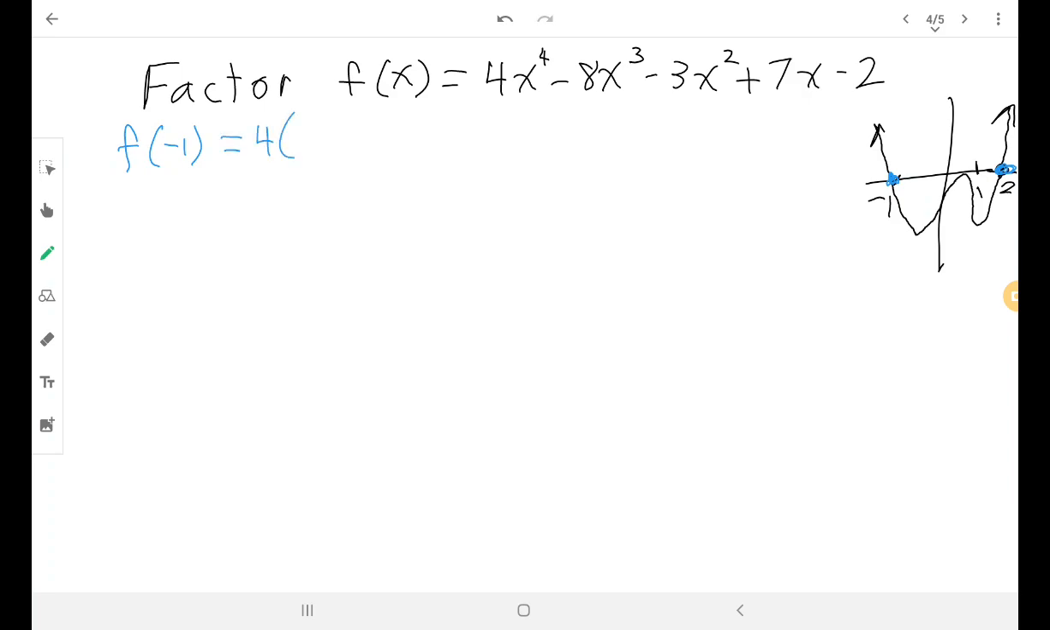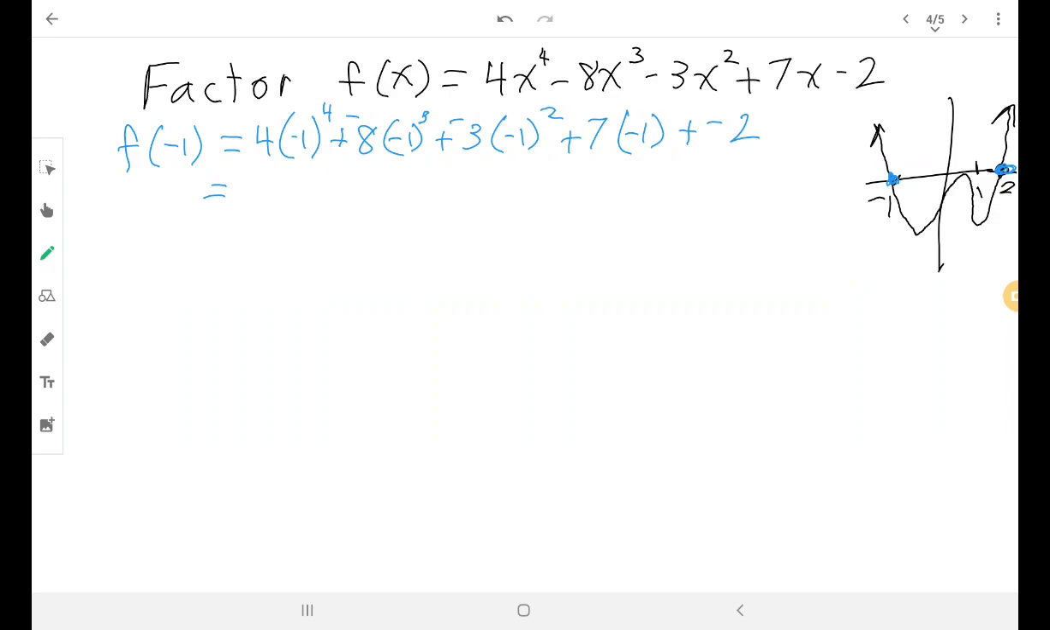Well, that's 4 times -1 to the 4th minus 8 times -1 to the 3rd. And I'm going to say, instead of minus, I'm going to say plus negative every time there's a minus. So it says minus 3 times -1 squared, but I'm going to say plus -3, plus 7x minus 2, oh, not x, but 7 times -1 minus 2, or plus -2. And then I'm going to figure out what the answer is.